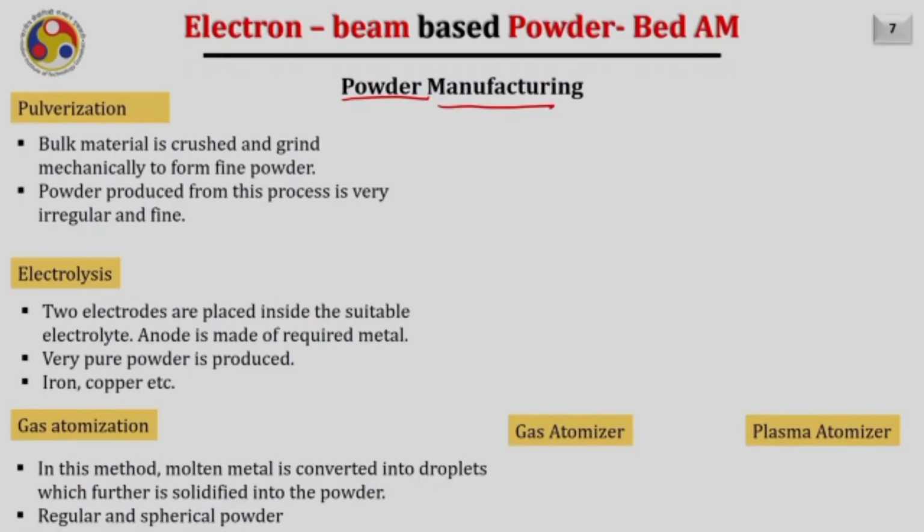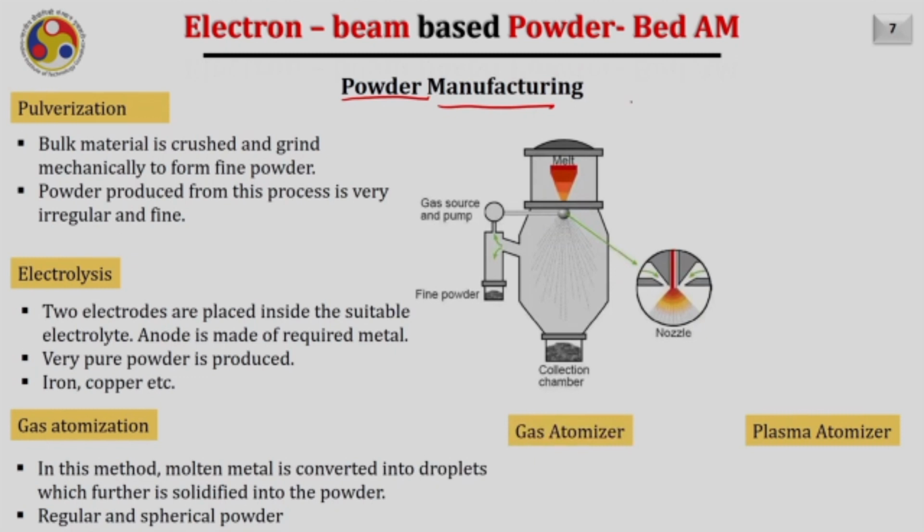Another popular method is the gas atomization. In this method, the molten material is converted into droplets which further solidify into the powders. The usual shape which is produced by this process is regular and spherical.